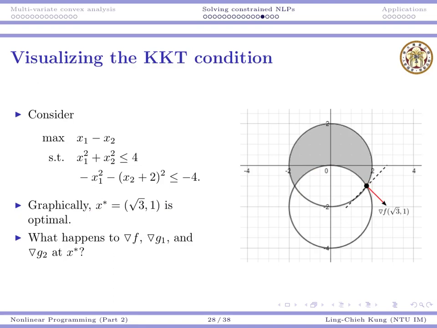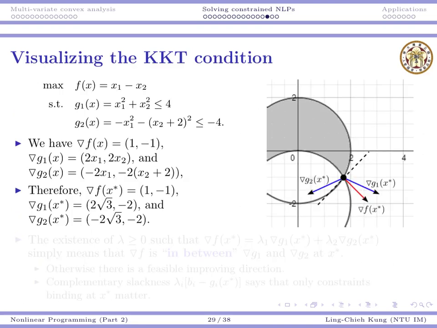The way we find it is through graphs. Now let's explain what's going to happen to these three gradients at an optimal solution like this. Our objective function is f, and I have g1 and g2 as my constraints. First, let's do algebra. Gradient of f is 1 and minus 1. I hope this can be done by yourself.